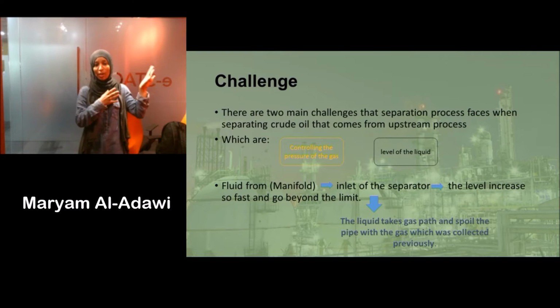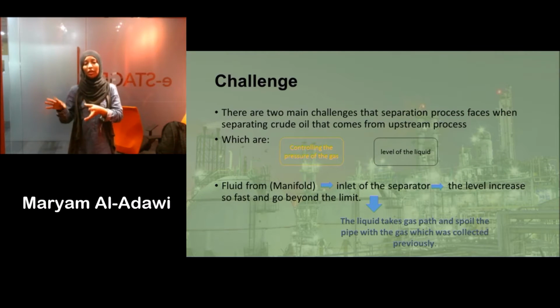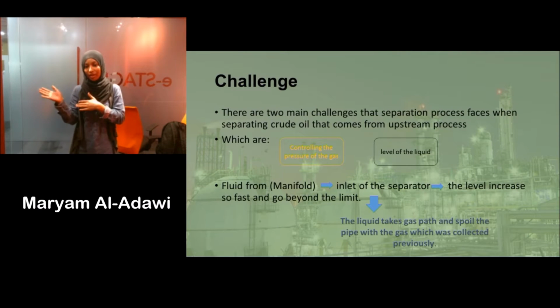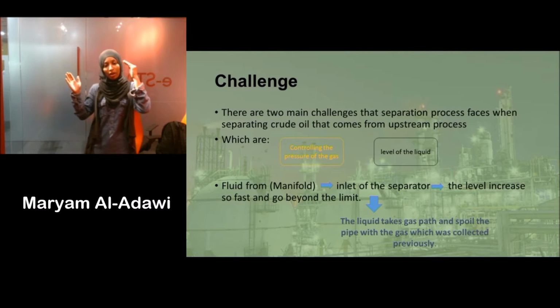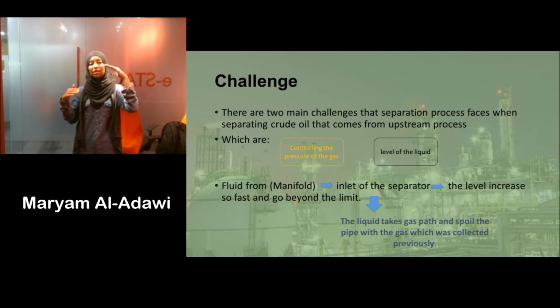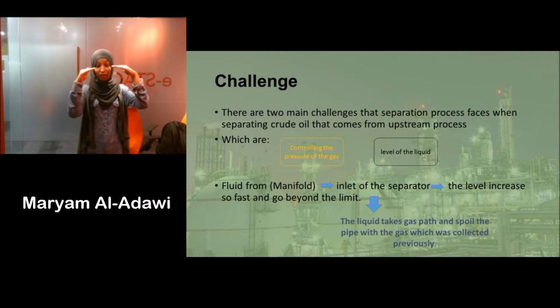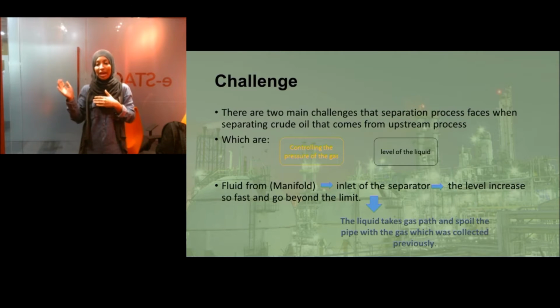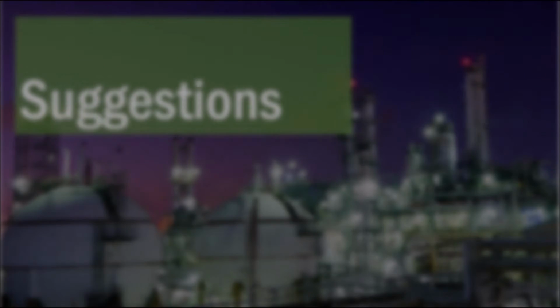The fluid which comes from the manifold then goes to the separator from the inlet. Then after that, in some cases, the level of the liquid can suddenly increase so fast and go beyond the limit. The liquid takes the gas path and spoils the pipe with the gas which was collected previously.